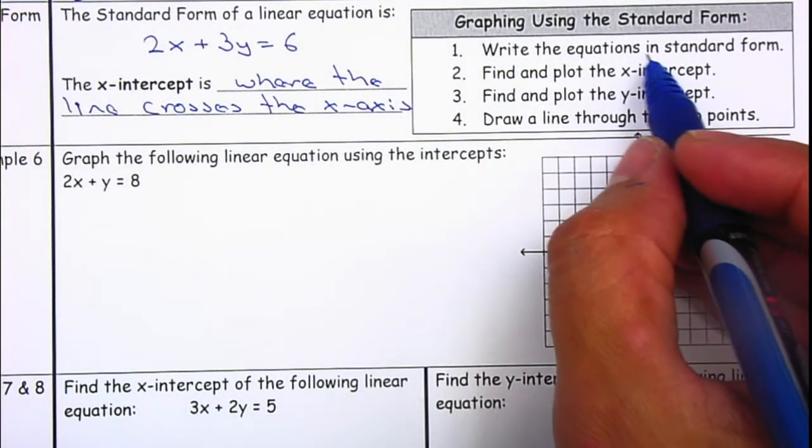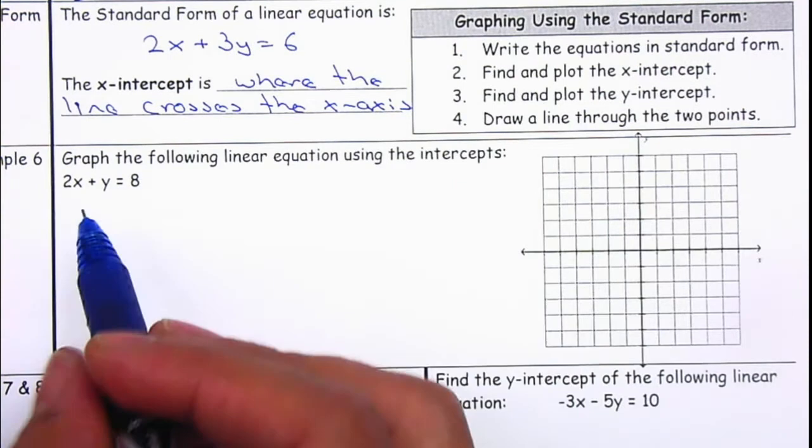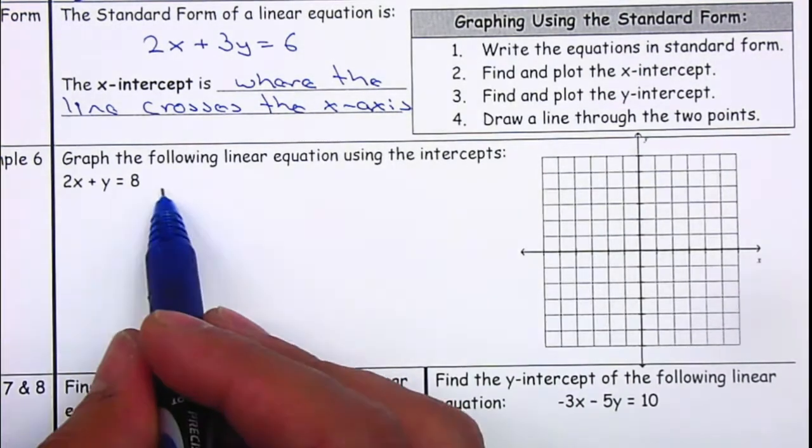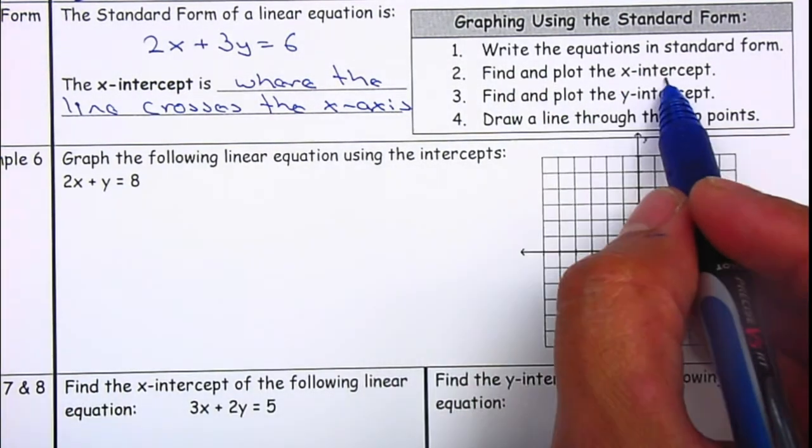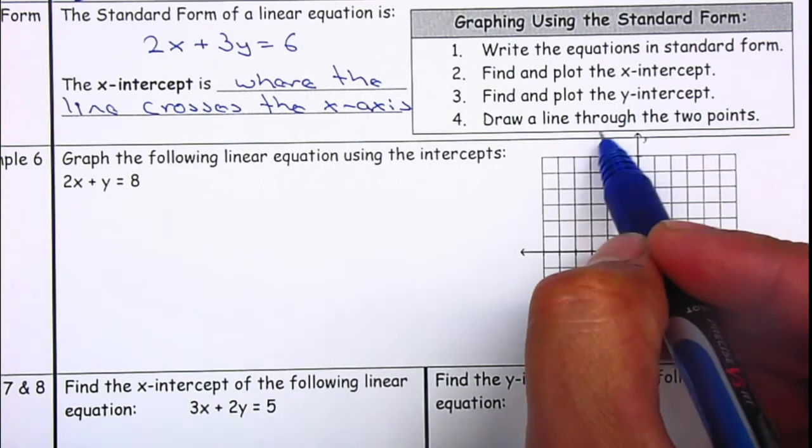First, make sure that it's written in standard form. All the x's and y's on the left, and the numbers on the right. We're going to find and plot the x-intercept as well as the y-intercept, and we're going to connect both points.